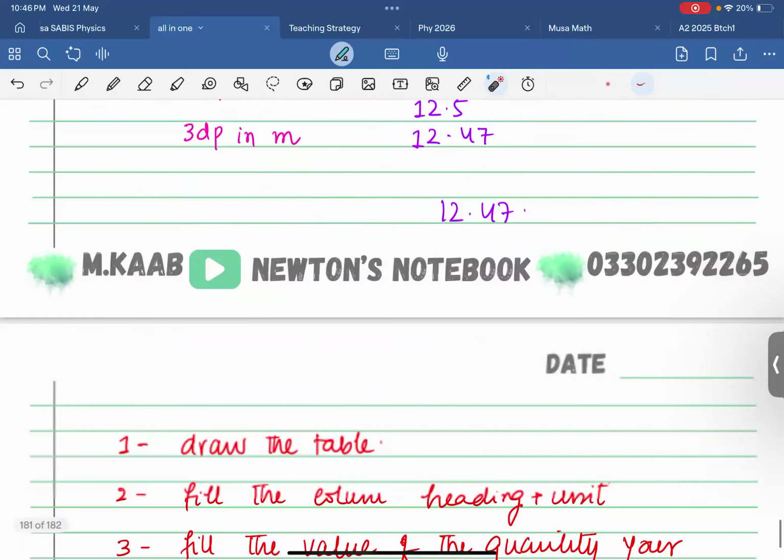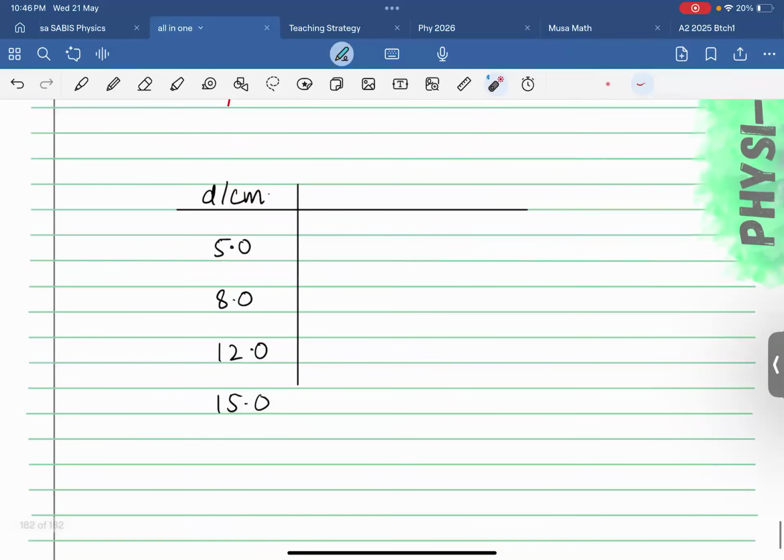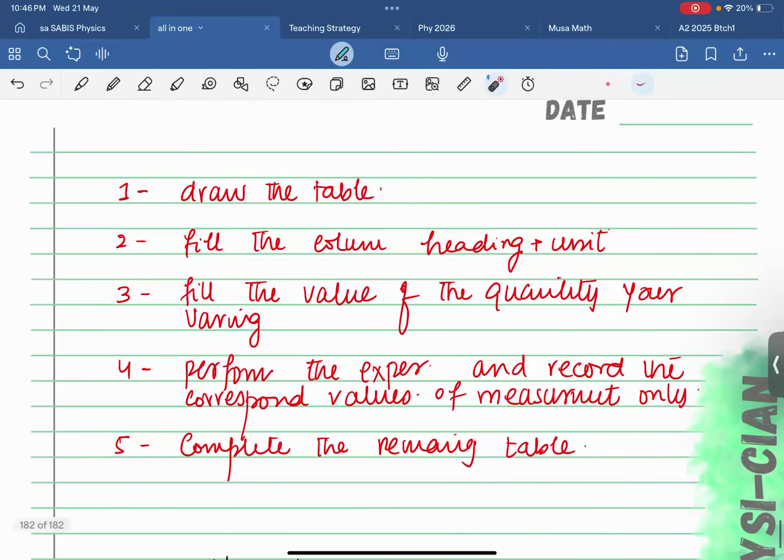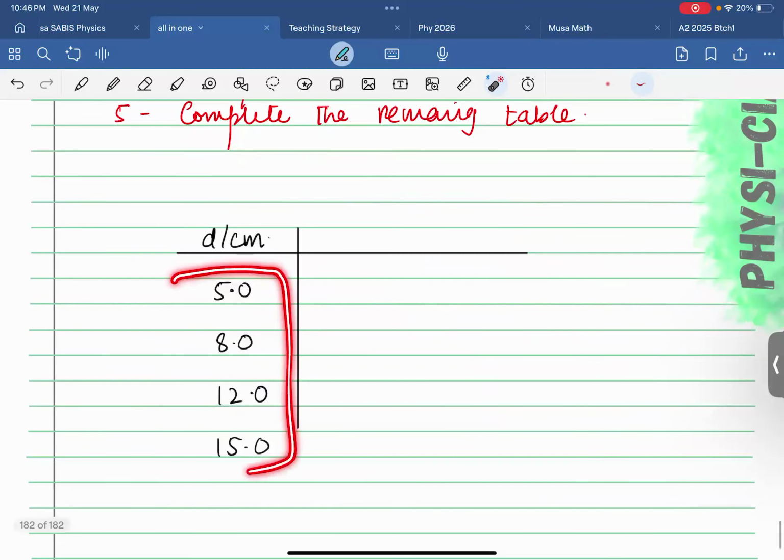Let's say I'm getting the value of time, okay? Please keep in mind this order. You first have to complete the table, then fill in the column headings and units. We did that. And now you have to fill in the value that you were varying. So I did that, right?